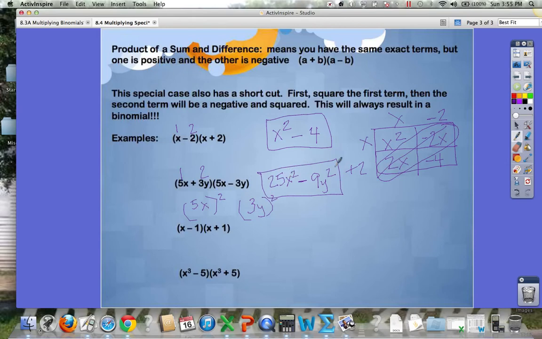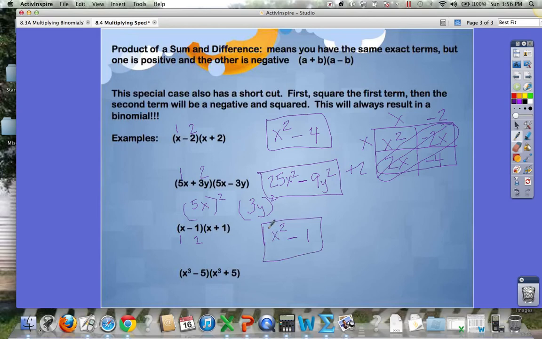And you're probably thinking, okay, well, we've got this extra letter right here. What about that? Well, when you do it the box way, you'll end up with an XY situation on both of these diagonals, and they still will cancel out. So you just have to square the first term, square the second term, and it's always going to be a negative, because that's the only way you can get a negative answer, if one's positive, one's negative.